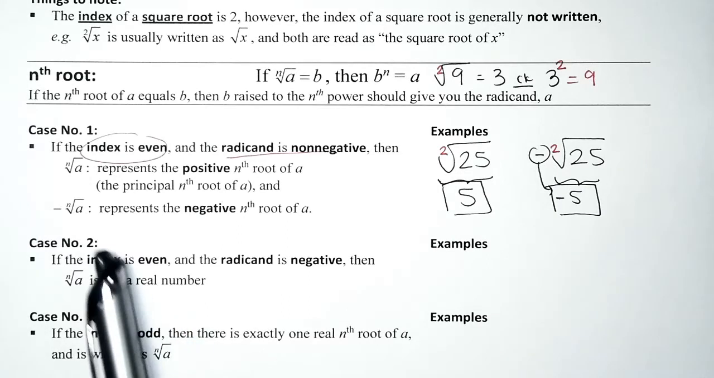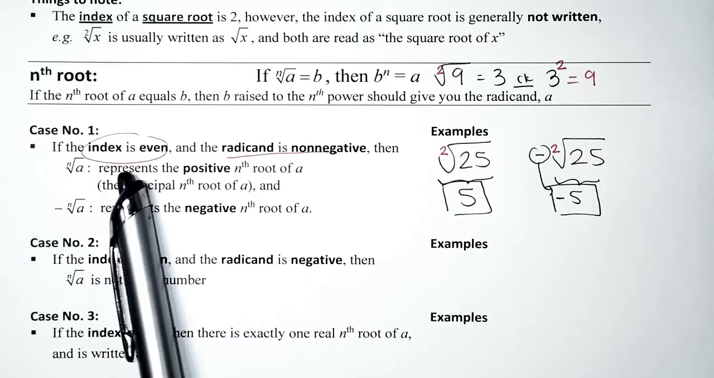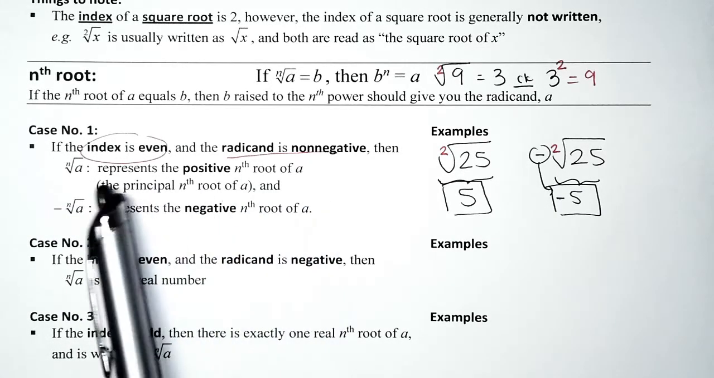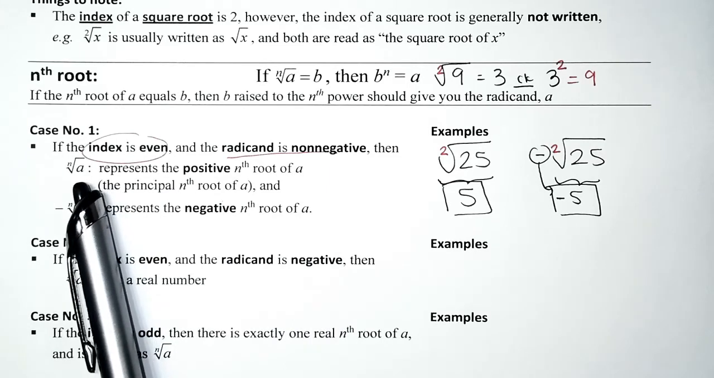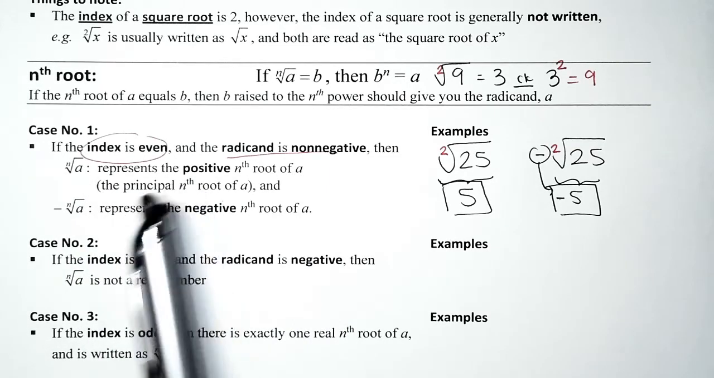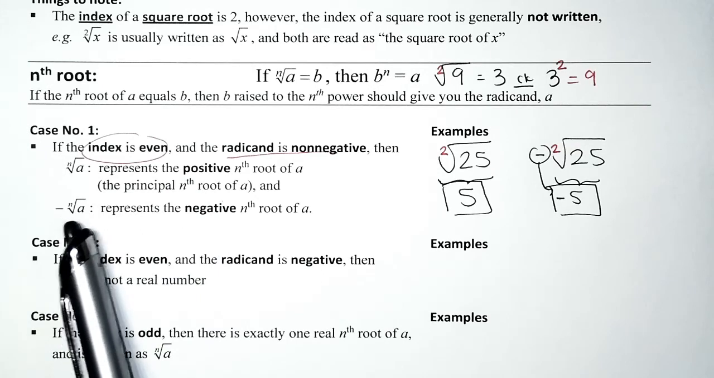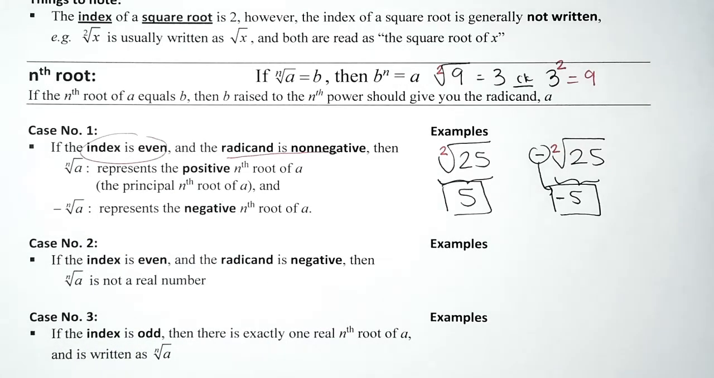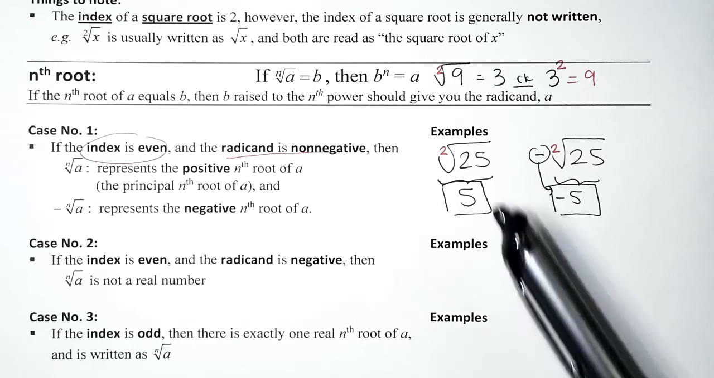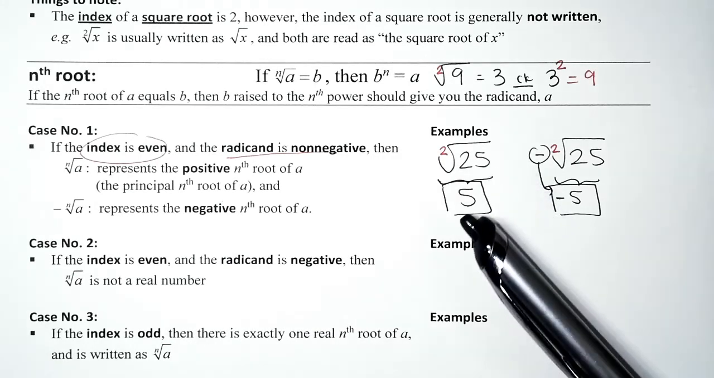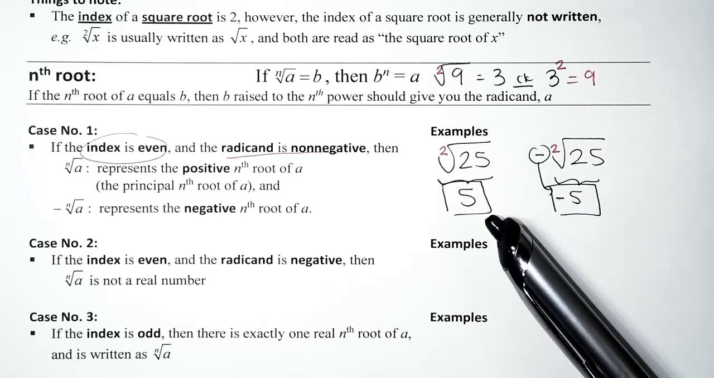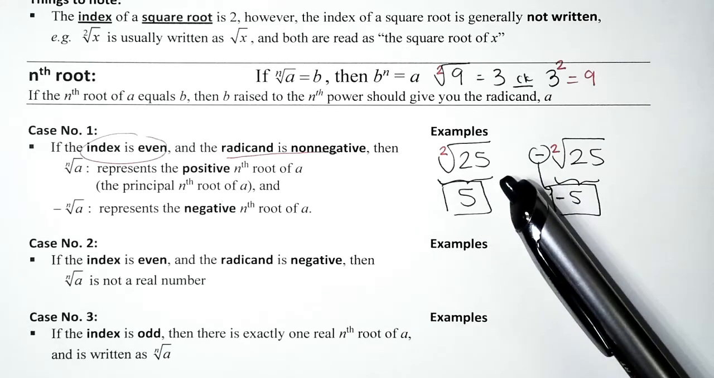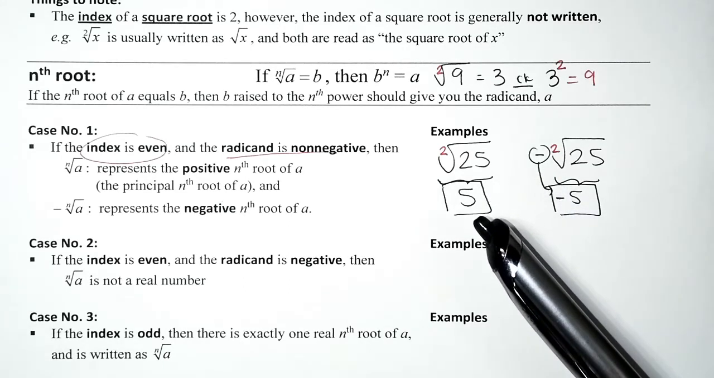It says if we have an even index and a non-negative radicand, and we are asked to find the nth root of a, then we want the positive root. But if we have a negative nth root of a, then we're looking at the negative root. What I want to point out is this. Sometimes students say the square root of 25 is plus or minus 5, but that's actually a lie. The square root of 25 is just 5. It's not plus or minus 5.